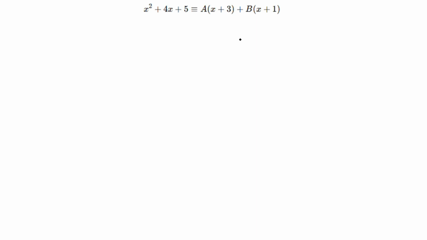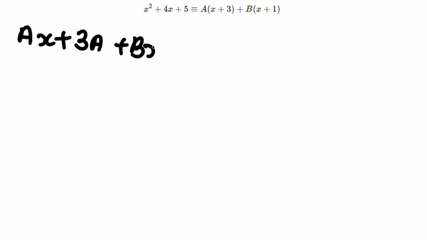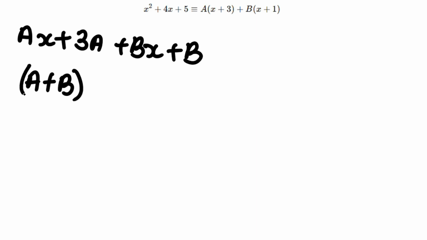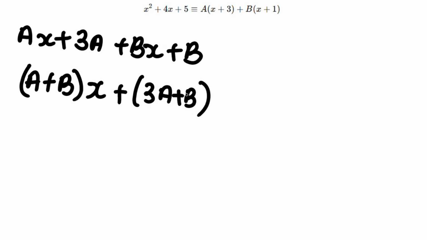So I'm going to expand this side, right? So I'm going to have ax plus 3a plus bx plus b. Grouping like terms is going to be a plus b x plus the constants are 3a plus b. The constants don't have any x term with them. That's what we call the constants.